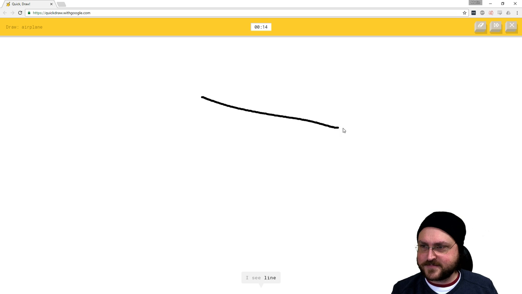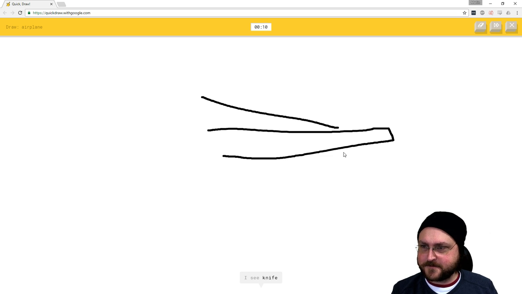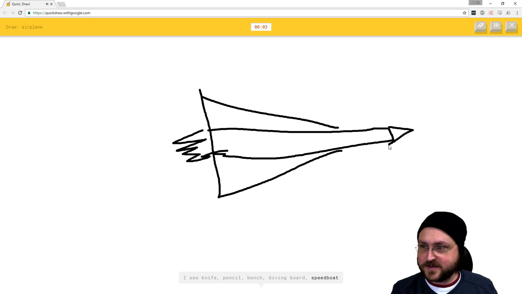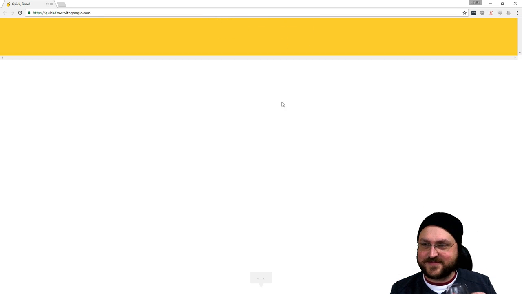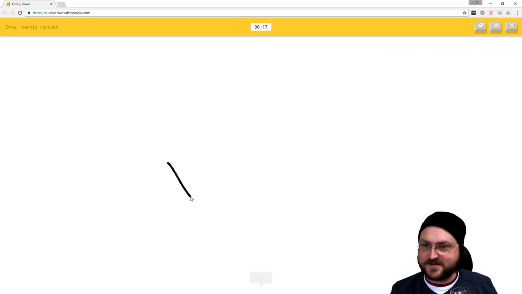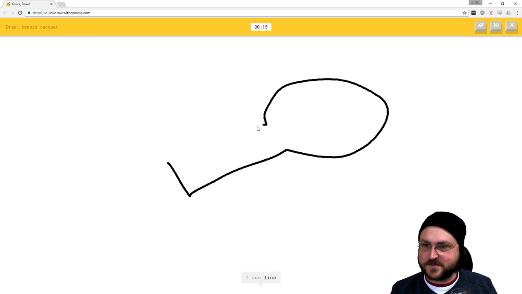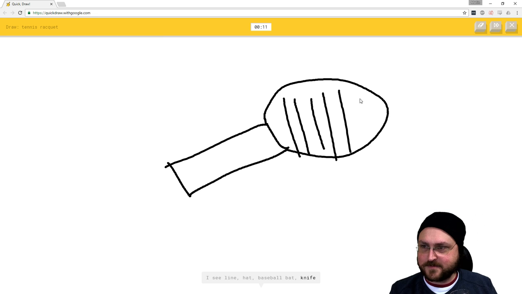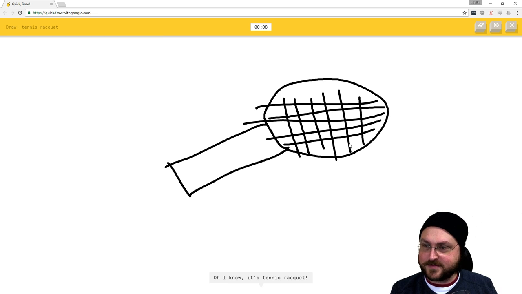I see line. Delta wings, baby. I see knife. Or pencil. Or bench. Or diving board. Or speedboat. I see toothpaste. Ha! Or syringe. Sorry, I couldn't guess it. Or beach. Or beach. I see line. Or hat. Or baseball bat. Or knife. I see sleeping bag. Oh, I know. It's tennis racket.